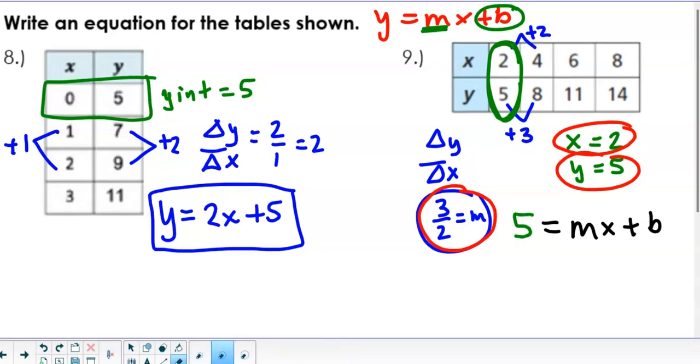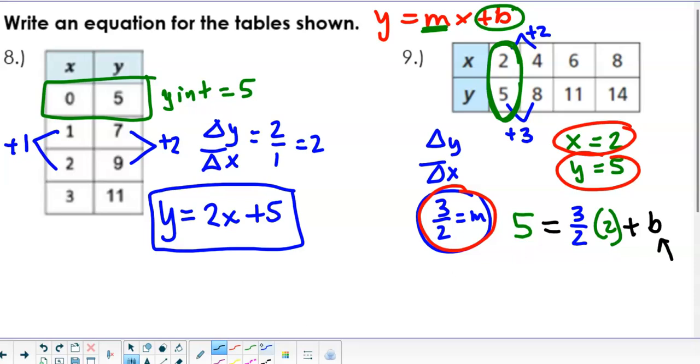I'm going to erase m and replace it with 3/2. And I'm going to erase x and replace it with a 2. Now I have a sentence with only one letter, and I can simplify it to solve for b.